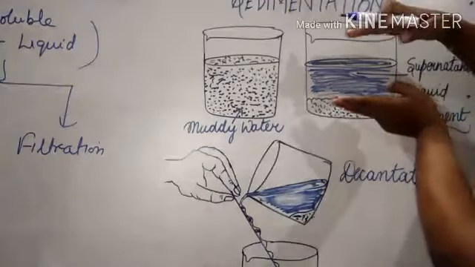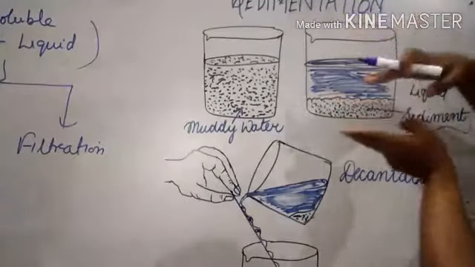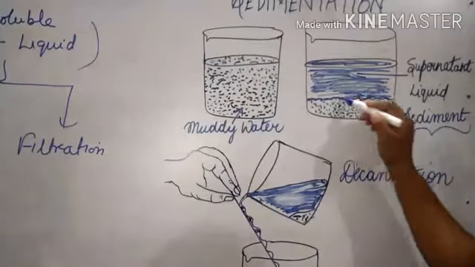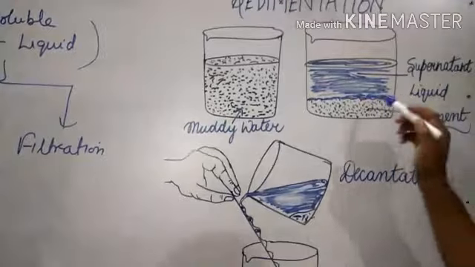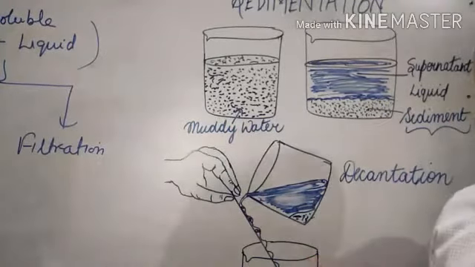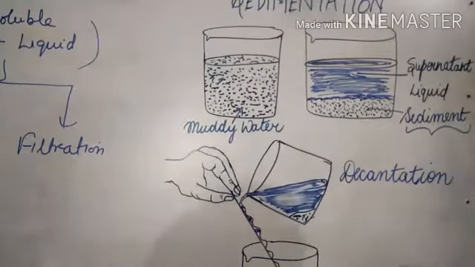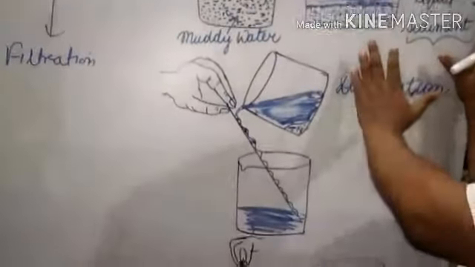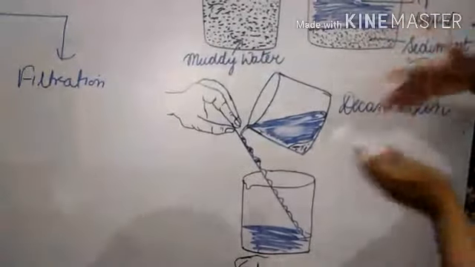And the liquid above this sediment, above the particles which have been separated, forms a layer. We can see it. That is known as supernatant liquid. So these definitions can be asked in 1 mark questions: what is supernatant liquid, what is sediment, and what is decantation. So this is sedimentation, and now we have to separate this.